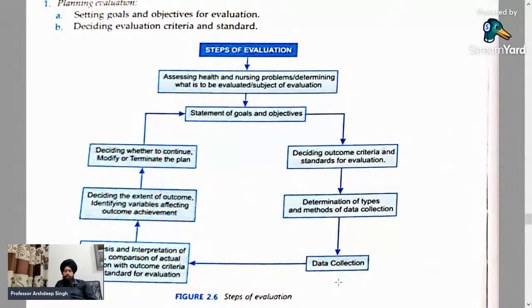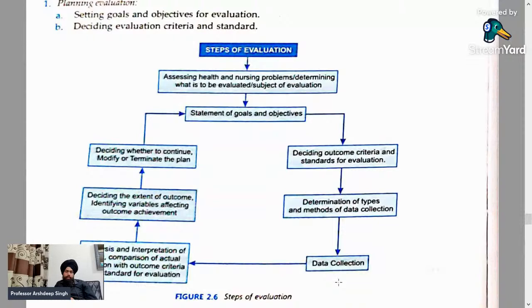Firstly, assessing health and nursing problems. We will assess various types of problems. Then statements and goals should be decided. Then at the right, you can see that after the statements of the goals and objectives have been set out, we will decide outcome criteria. What you want to change, what you are expecting, or the various objectives. What are your objectives? Then determination of the types and methods of data collection. What are the various types of data collection methods?